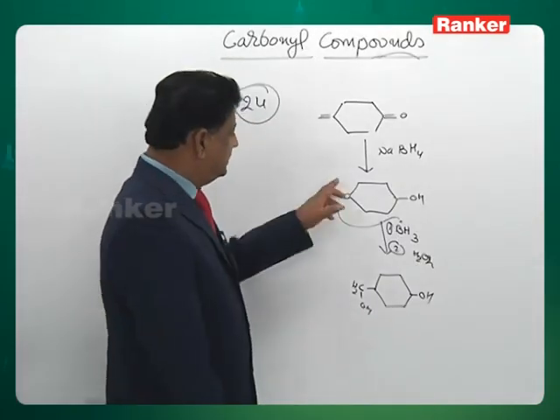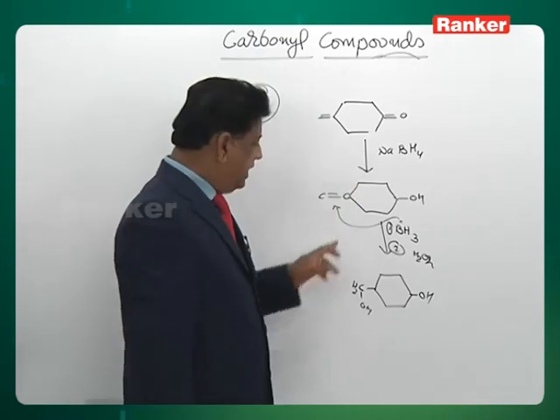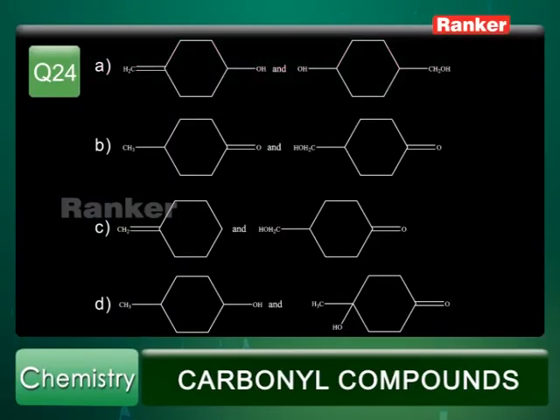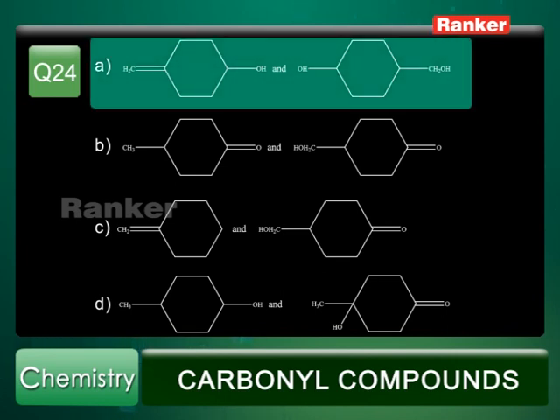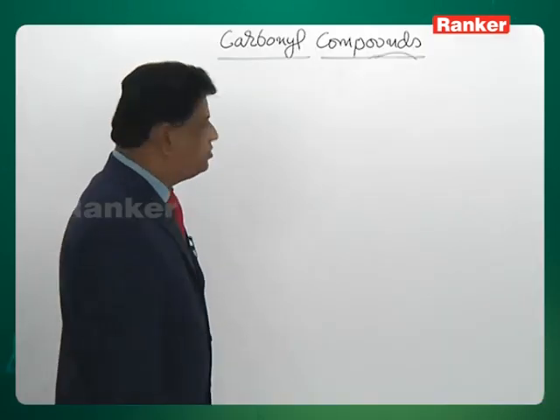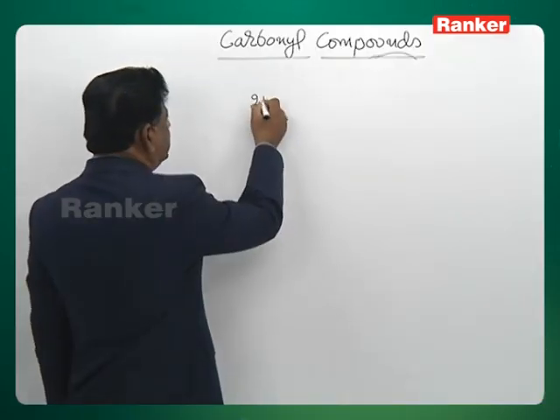So there are two answers. This is the first answer A and this is the second answer B. So option A is the right answer. So the first is the alkene with the alkyl alcohol. Answer will be A. So let's go for the next question, the 25th question.